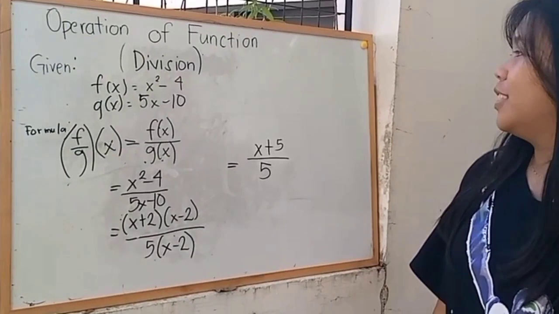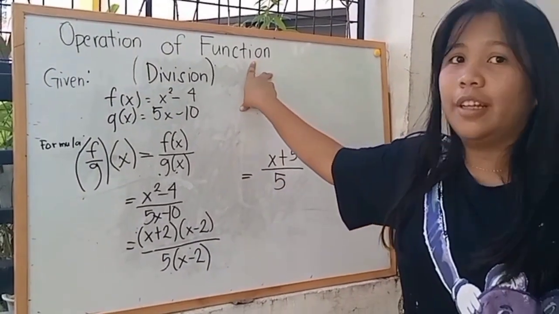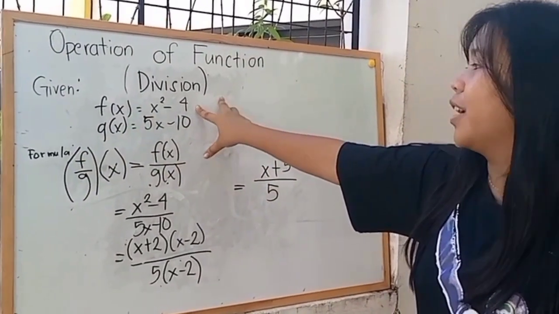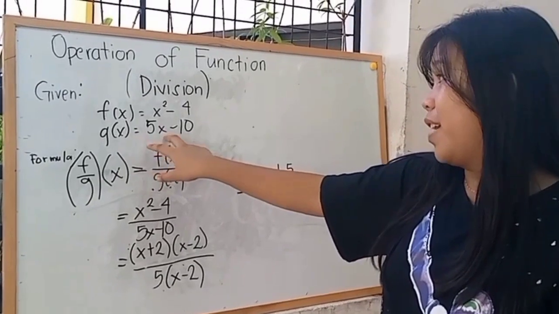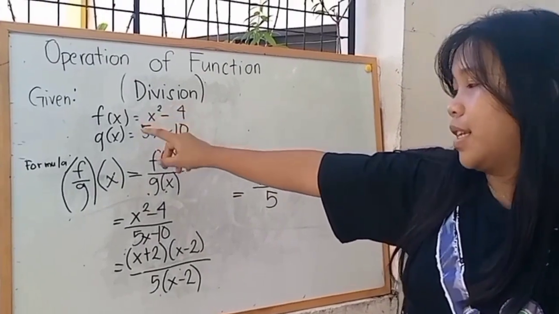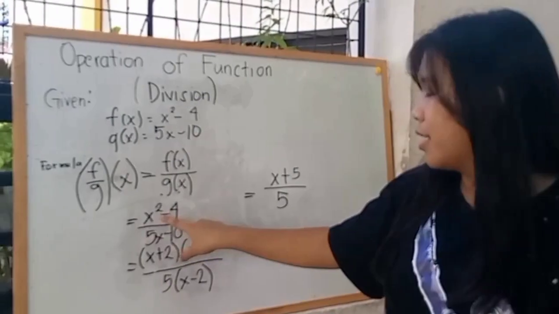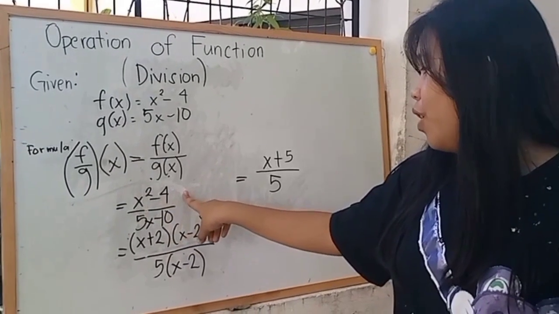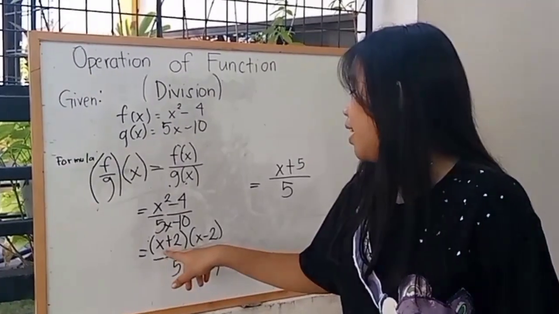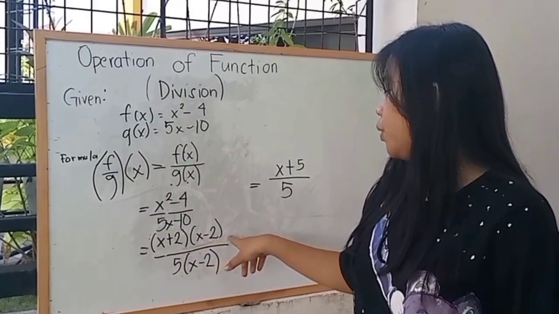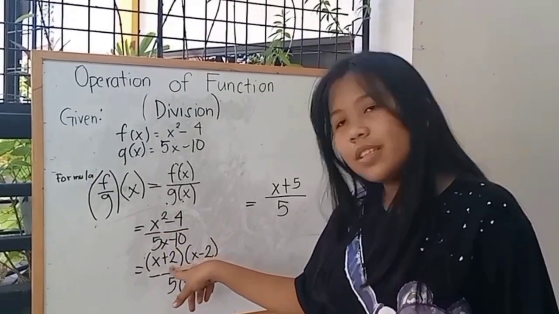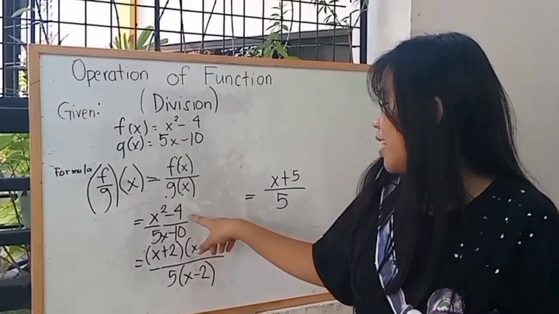And now we're going to discuss the division of function. Here's the given: function f of x equals x squared minus 4, and g of x equals 5x minus 10. Now we're going to substitute the f of x and g of x, which is x squared minus 4 over 5x minus 10. And this is how we get x plus 2 and x minus 2, because x times x equals x squared, and positive 2 times negative 2 equals negative 4.